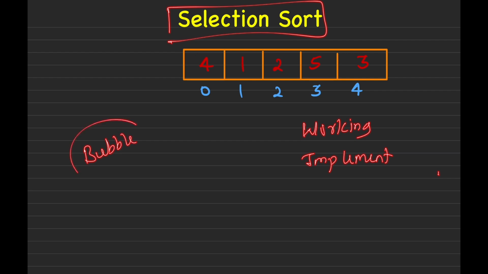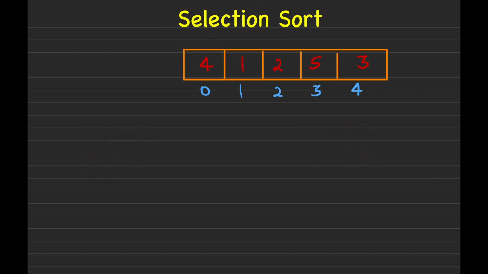Just in case you haven't watched that video, do go and watch it. Now, selection sort is a bit different as compared to bubble sort. In bubble sort, what we used to do is compare two adjacent elements, and if these two adjacent elements are not placed in the correct order, we simply used to swap them, right?